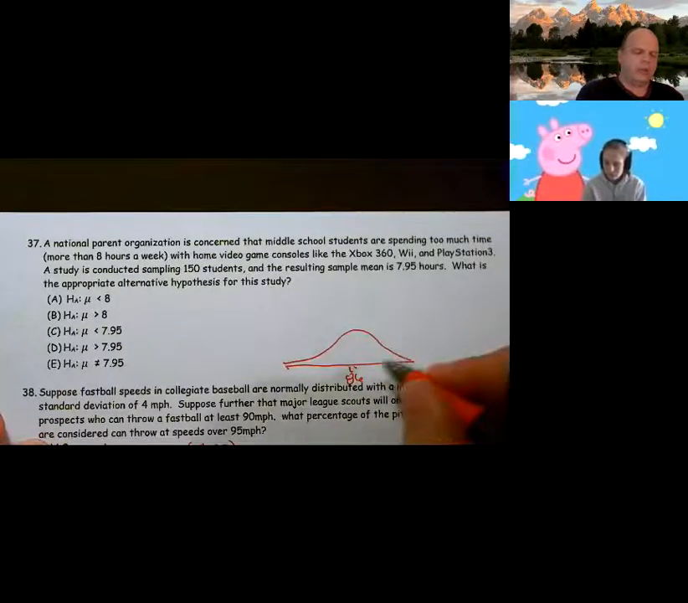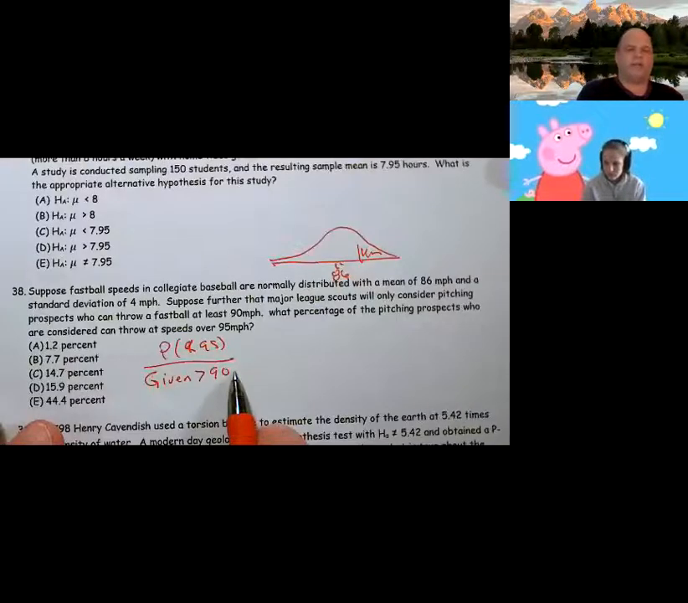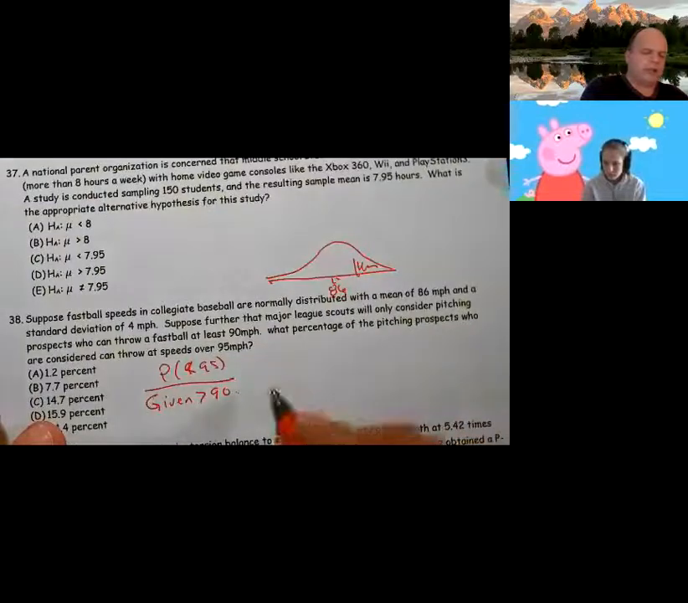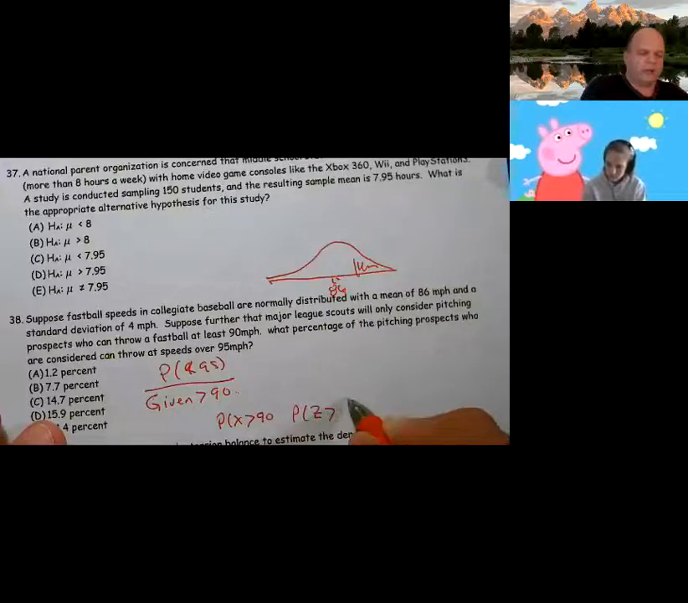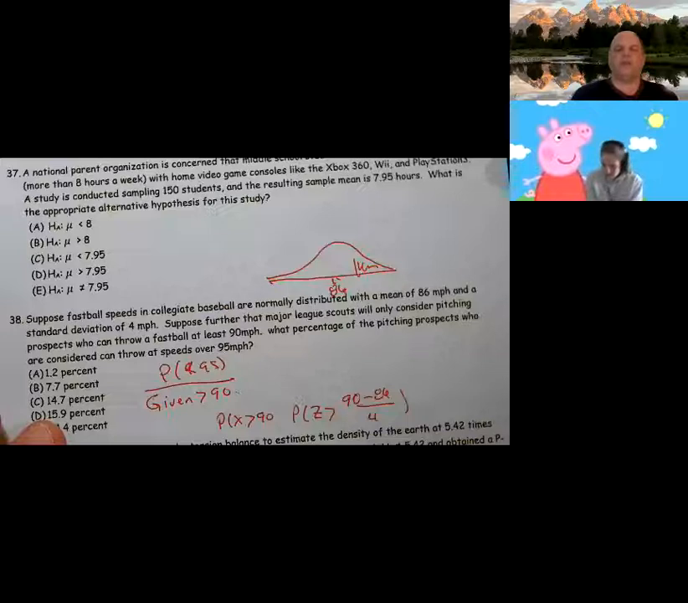And we want to know the probability of 90 or greater, because we've got to find our denominator first. So the denominator is going to be the probability that x is greater than 90. So that's the probability that z is greater than (90 minus 86) over 4. That's the probability of the individual.